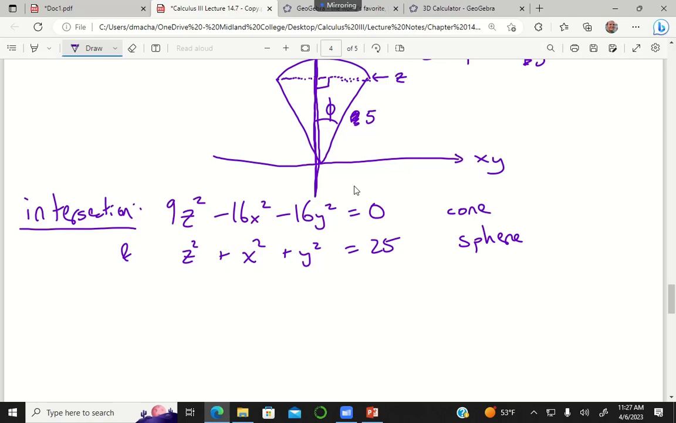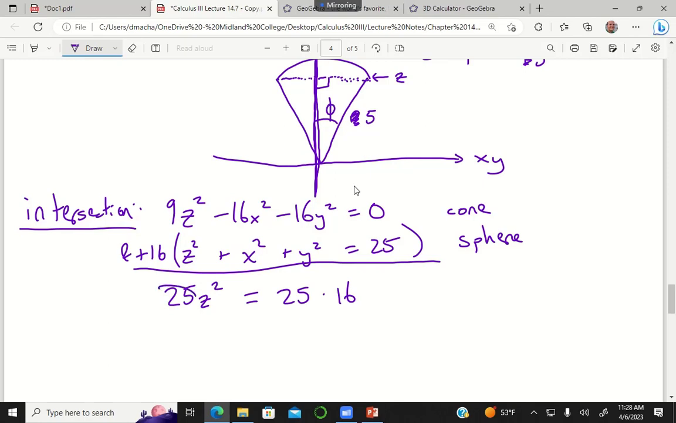So the intersection is going to happen when both of these equations are true. So maybe I can just multiply the sphere equation times 16 and then add them together. So 9z squared plus 16z squared is going to give me 25z squared. Negative 16x squared plus 16x squared is going to be 0, and same with y. And then this is going to be 25 times 16.